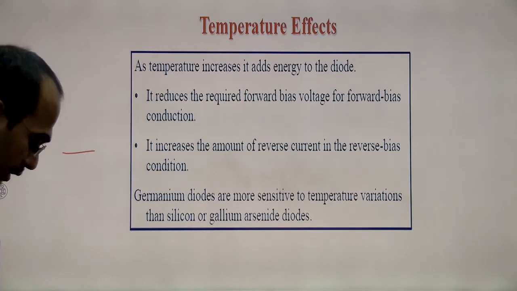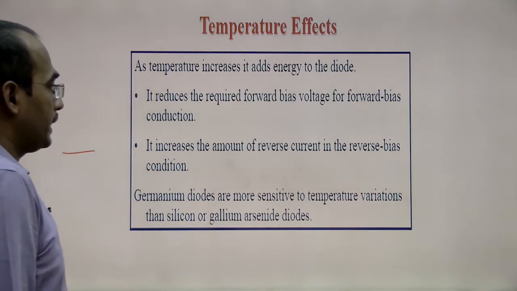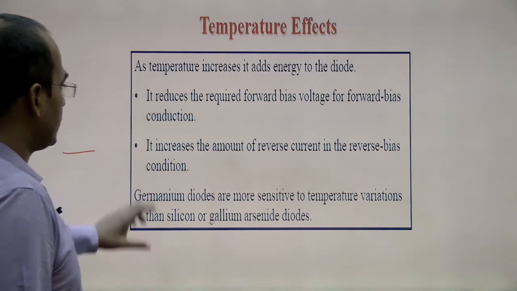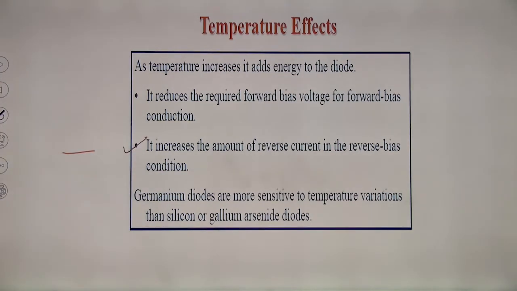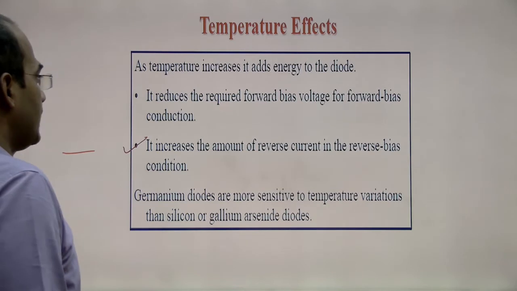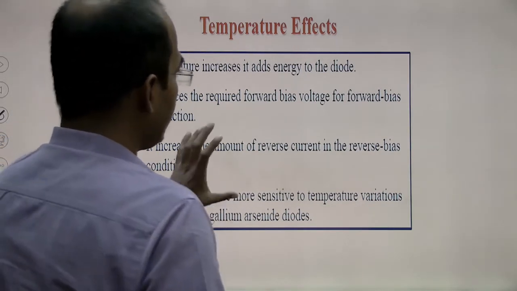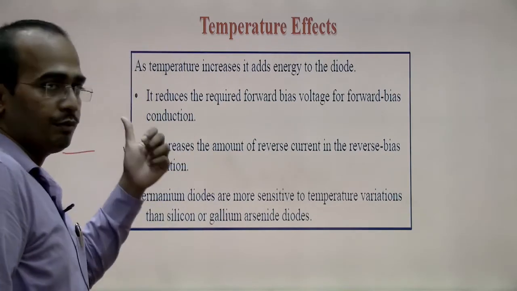What are the temperature effects? As I have already told you, the reverse saturation current increases with increasing temperature. It has been written here. The first point is that it reduces the required forward bias voltage for forward bias conduction. So, as we increase the temperature, the cut-in potential of the diode will decrease. It has been mentioned here.